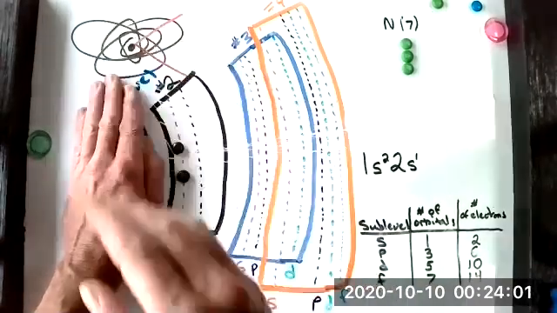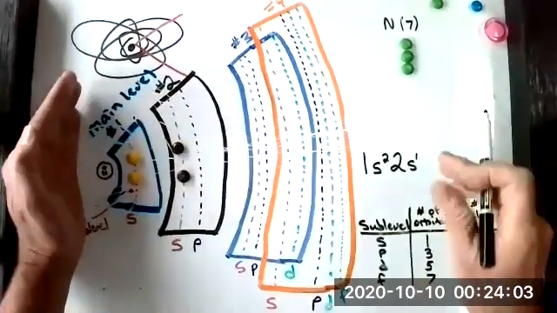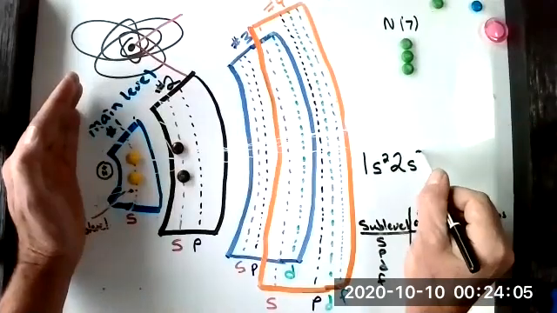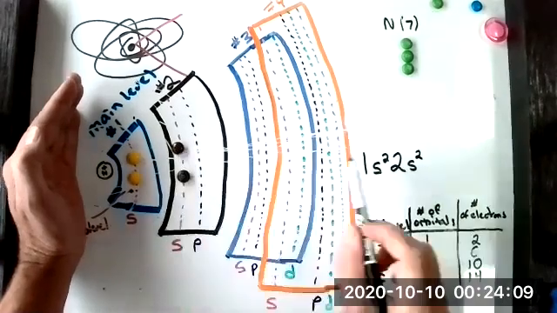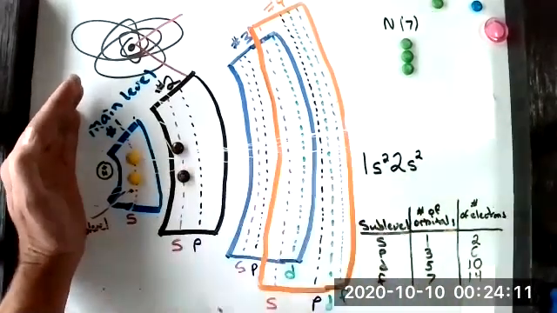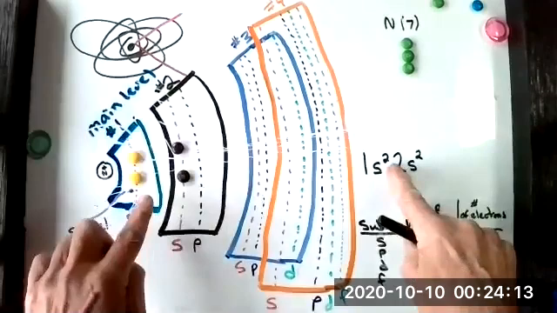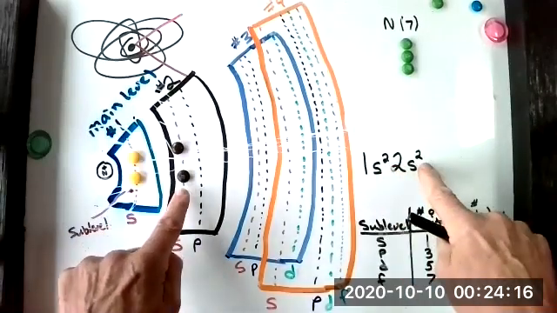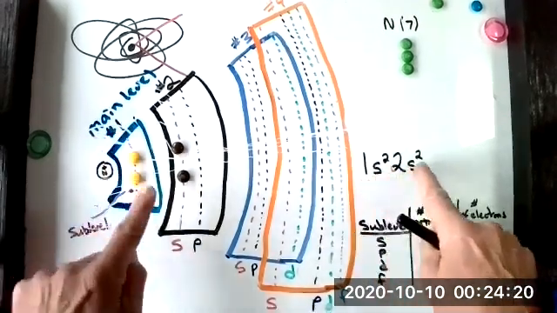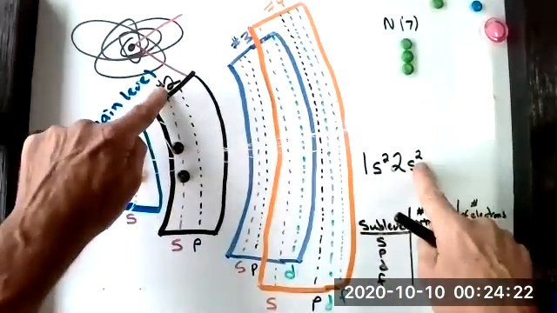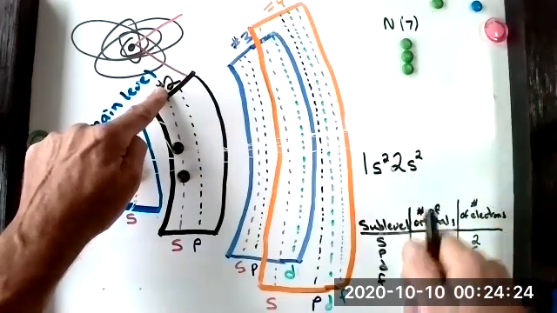So, at this point in time, I've got 4 electrons, and here they are, in their proper positions around the nucleus. 2 in this S, 2 in this S. I've got 2 in this main level, and so far I've got 2 in this main level. You've got 3 more to go.